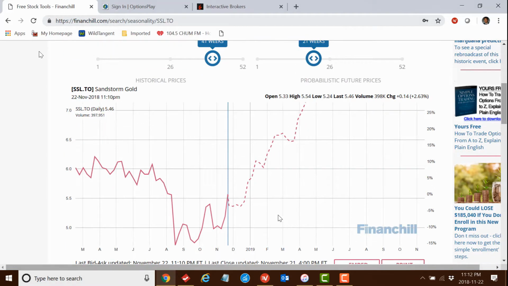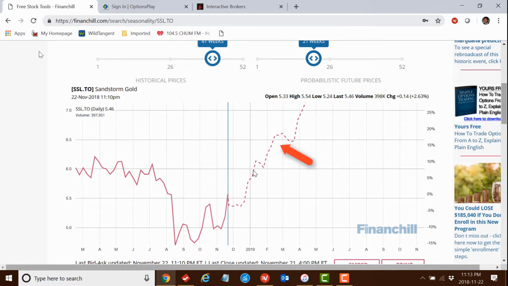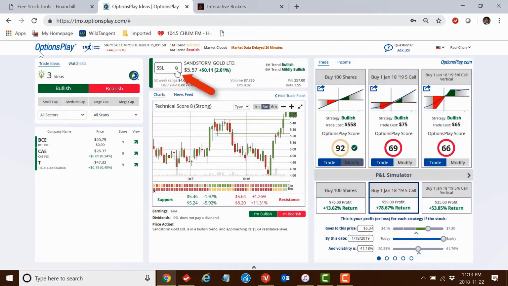it's exactly as I forecasted. It's a little bit neutral to bearish in the short term, and then bullish. So I think this would be a great candidate for a horizontal spread. So let's get the second opinion again from Options Play.